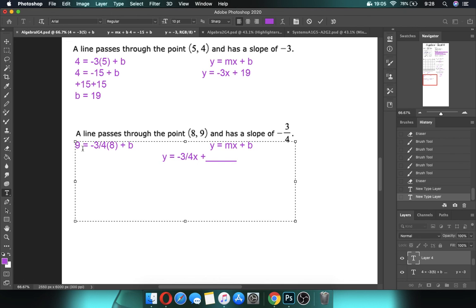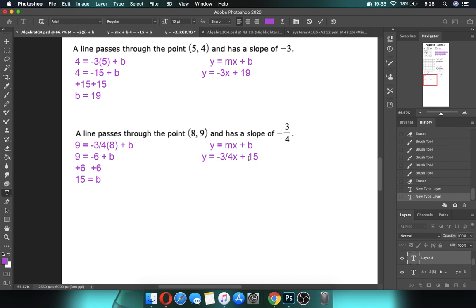Why is there an extra tab there? Okay, so 9 equals 8 divided by 4 is 2. 2 times 3 is negative 6 plus, where's my letter? B. There we go. That makes a lot more sense. And now we're going to plus 6 plus 6. And what are we left with? 15 equals B. So this will be negative 3/4 x plus 15.